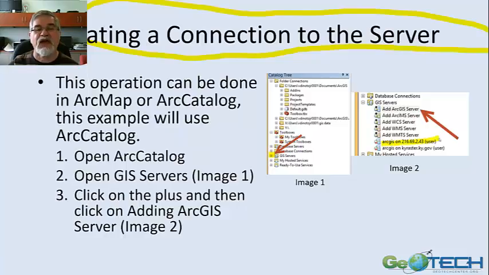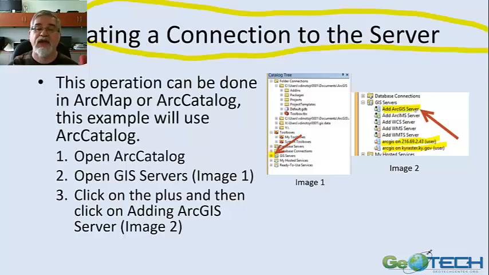And these are servers that I've actually already connected to. One is the Kentucky Raster server by state government. This server is one of my servers, the 216.69.243 machine, and there could be a whole group here. What we're going to do is add an ArcGIS server.